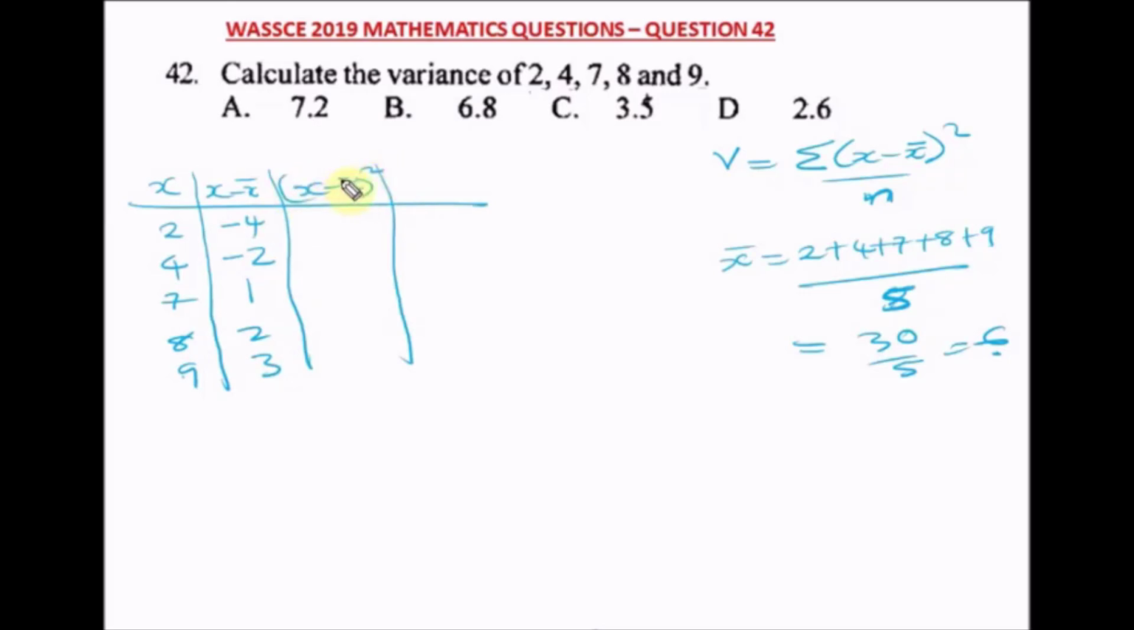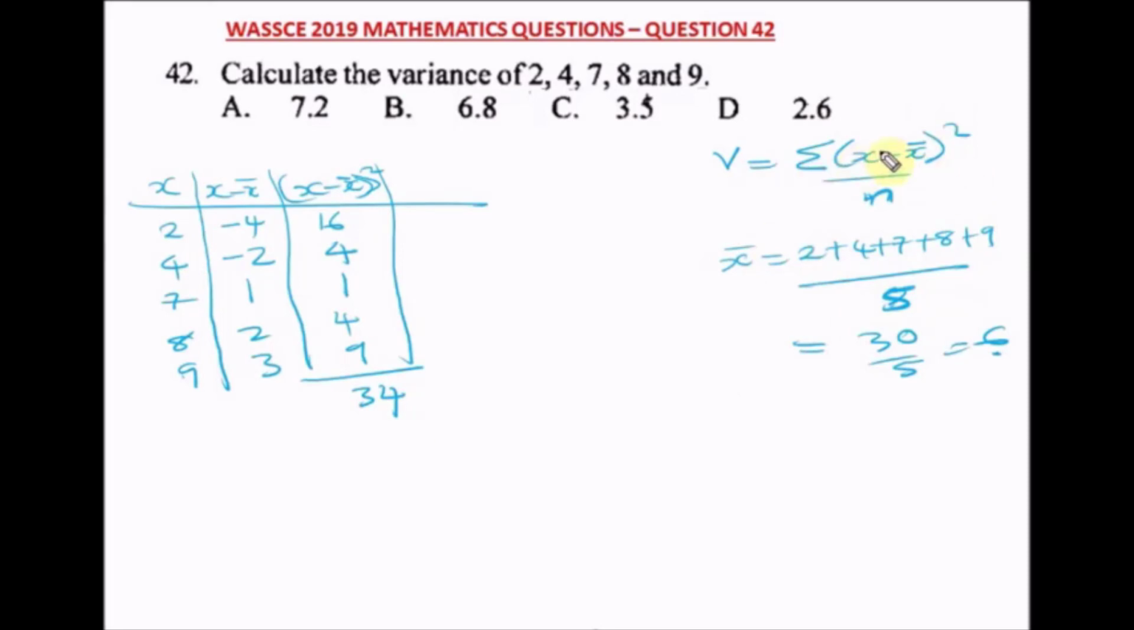So from here we have to look for the square of this. Not the square root, square of this. What's the square of minus 4? That will give us a 16. Square of minus 2 will give us a 4. Square of 1 will definitely be a 1. Square of 2 is a 4. Square of 3 is what? A 9. And we have to sum this. When we add up all this, we're going to get what? A 34.